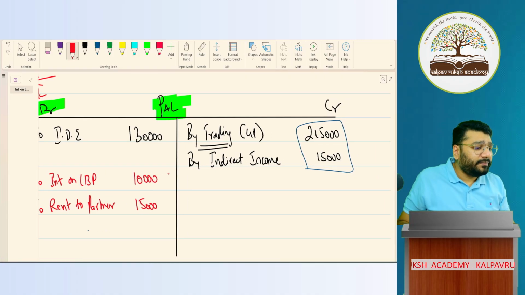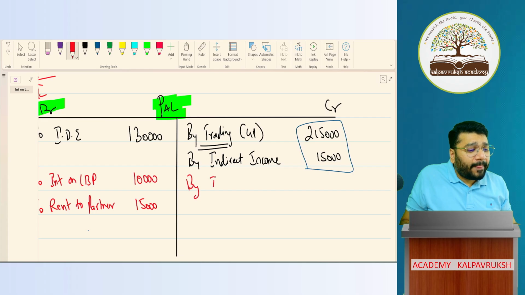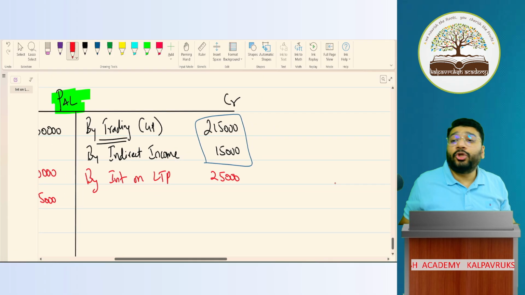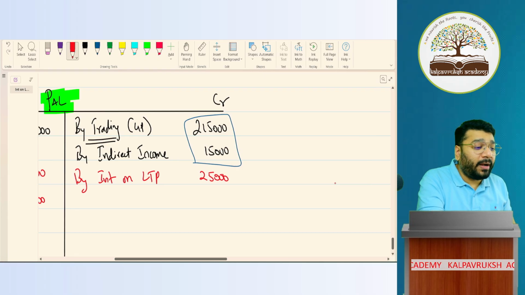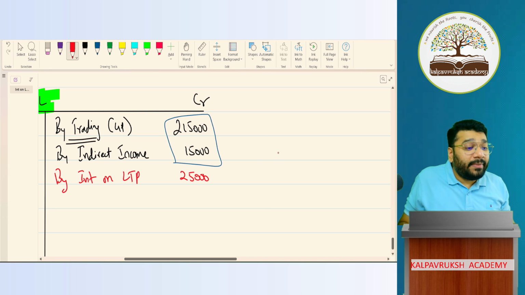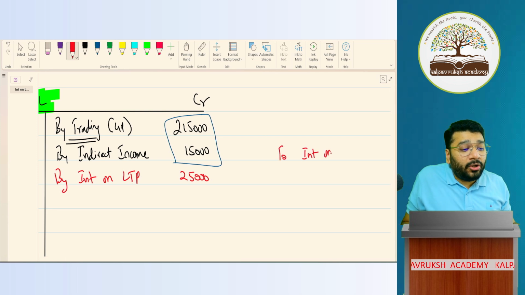Which item? By interest on loan to partner. Imagine that is 25,000. Can you please tell me the due entry and the closing entry for interest on loan to partner? Interest on loan to partner is my income. Credit all income and gain to interest on loan to partner.